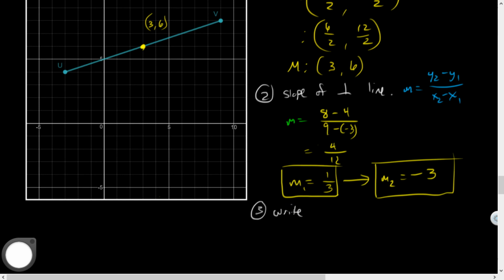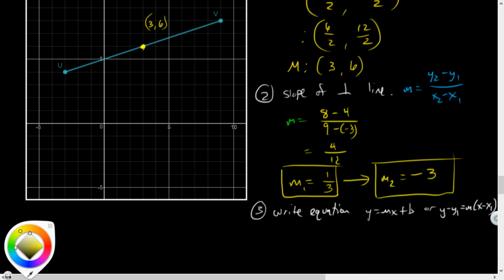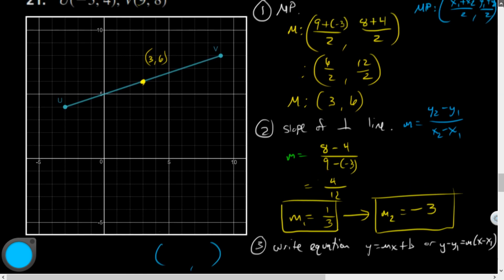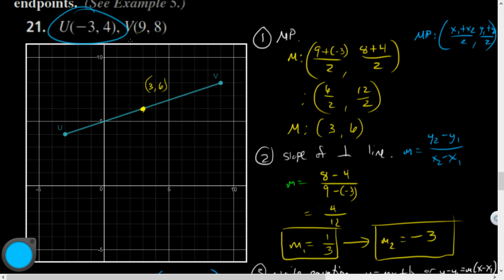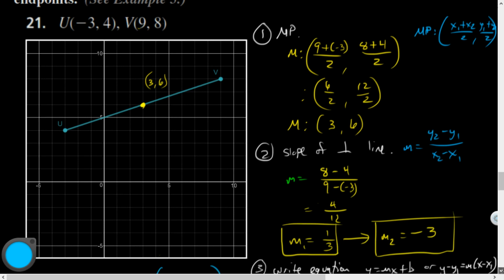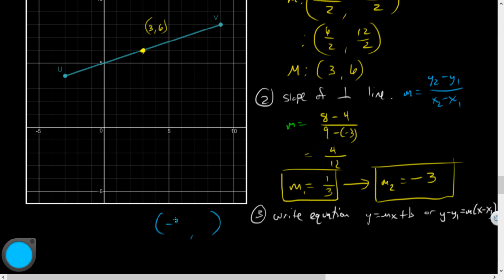So write equation. And we could either do that in y equals mx plus b, plug in what I know, solve for the b that I don't, or point slope form, y minus y1 equals m parentheses x minus x1. I'm going to do the point slope form this time because I can. Let's see, what was the easiest point that I could use? I'm going to pick the point with the smaller numbers, so I'll use point u. So negative 3, 4. I'm going to rewrite that down here. Negative 3, comma 4. If I label that as x1, y1.